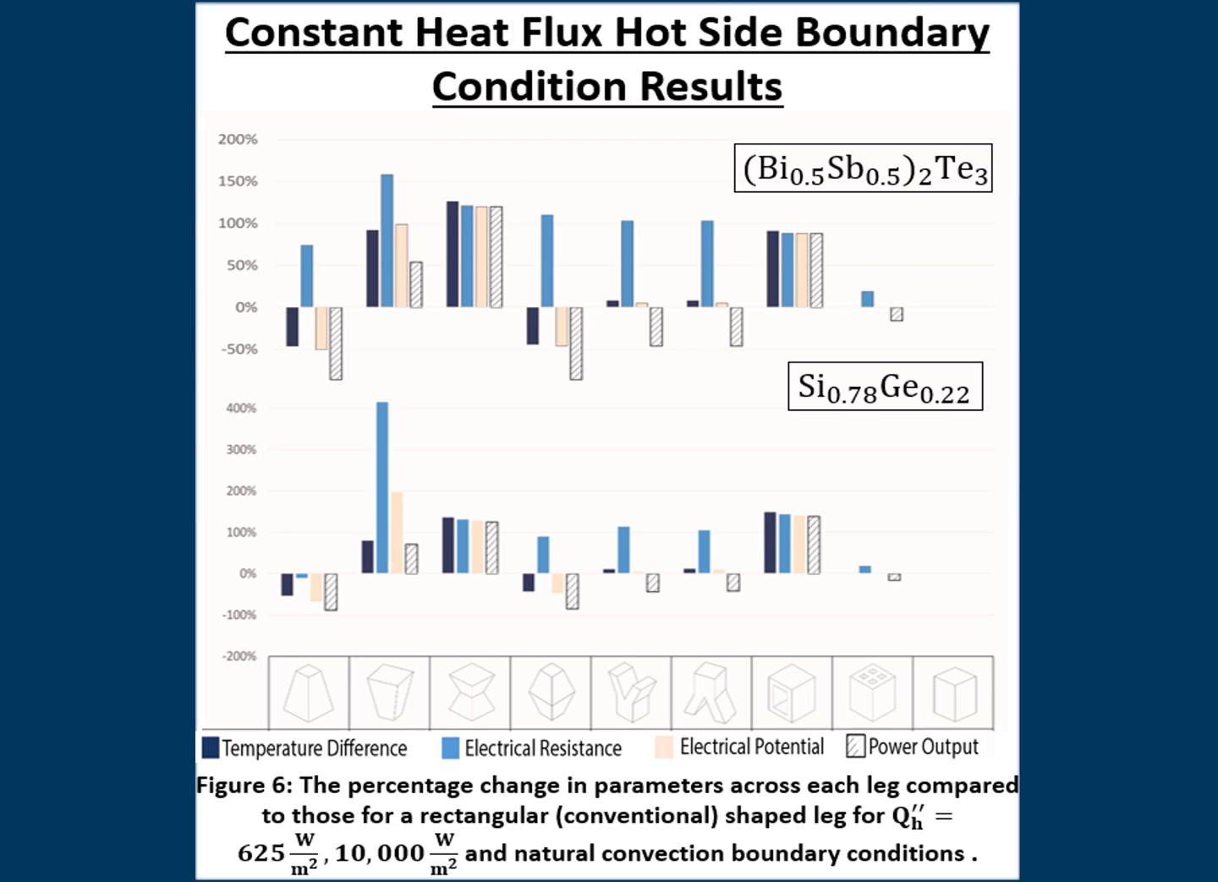Therefore, leg shapes with a larger cross-sectional area at the hot side result in more heat input to the leg, and the most advantageous leg shapes are thus reverse trapezoid, hourglass, and rectangular hollow shape.